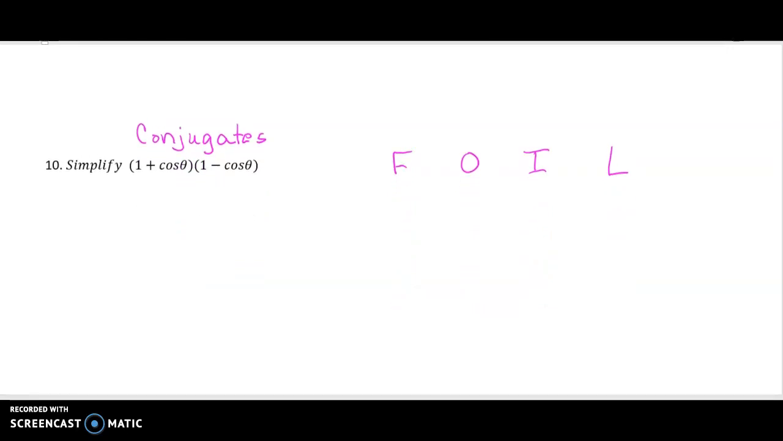These are called conjugates. Conjugates are where the only difference is the sign that comes in the middle. So these are called conjugates of each other. We're going to FOIL this, but you're going to notice when we multiply these together, something will happen. So we take 1 times 1, that's first times first. The outside times the outside gives us negative cosine x. The inside times the inside gives us positive cosine x. And the last times the last gives us negative cosine squared x.